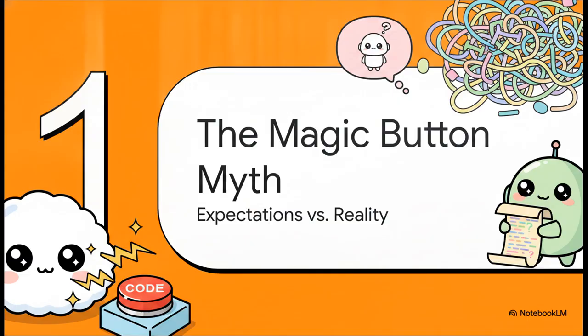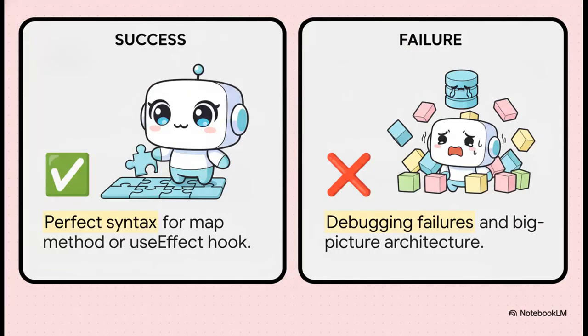Expectations versus reality. Okay, so there's this really sharp contrast in AI capabilities right now. If your problem is super common, like needing the exact perfect syntax for a React useEffect hook or a map method, AI absolutely nails it, flawless. But what happens when you ask it to, say, add a database and totally move away from local state? Total collapse. According to the creator, the AI just broke everything.